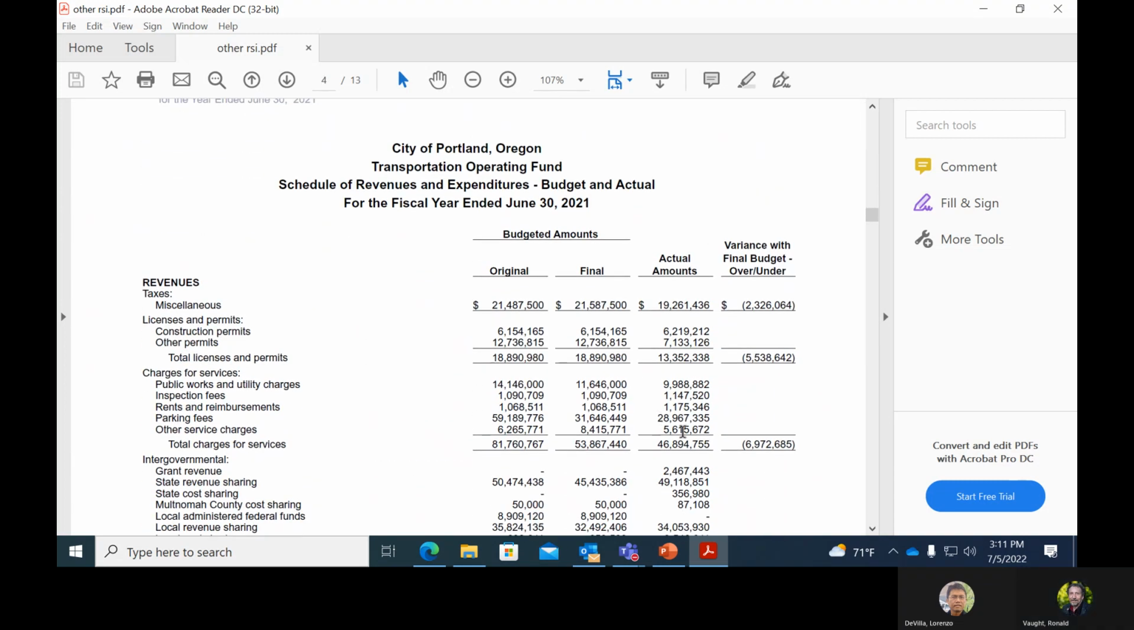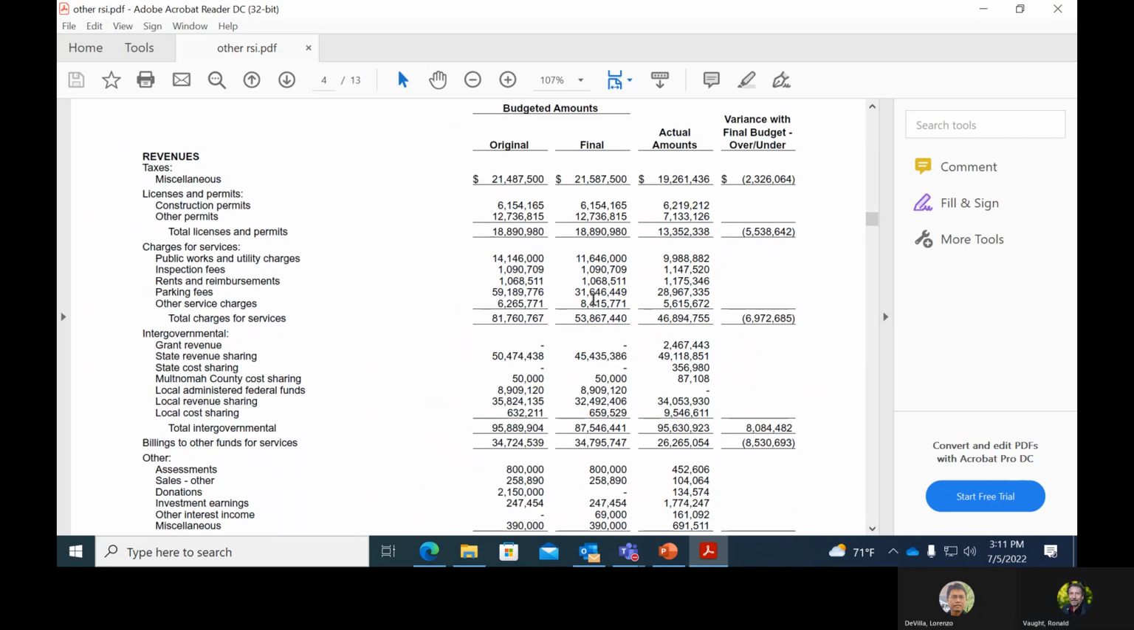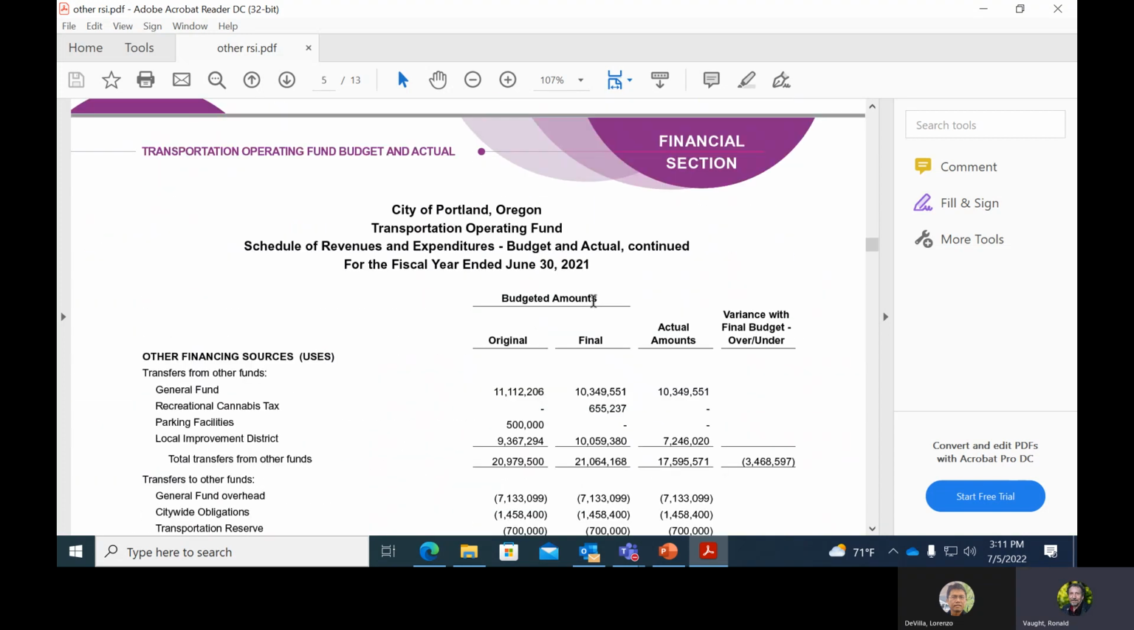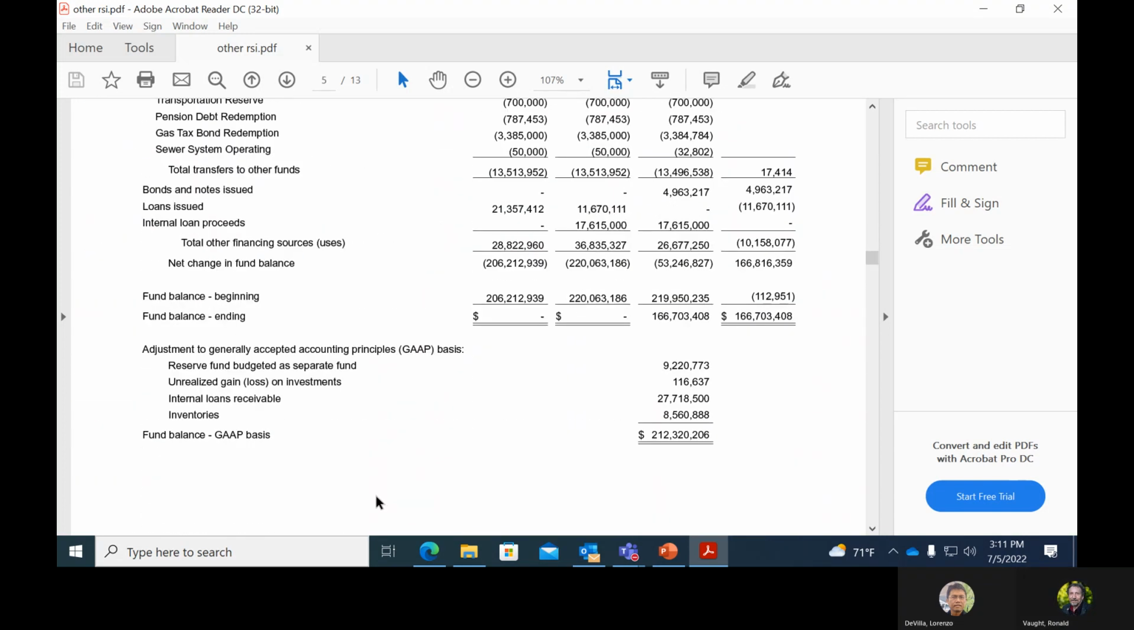Transportation is one of our special revenue funds that qualify as a major, and it's a similar type presentation. And again, they have a reserve fund that in the budget is showing up as a special revenue fund, but since transfers are the main funding source, it can't be a special revenue fund for GAAP. And then the mark-to-market, internal loans and inventories are the other adjusting entries there.